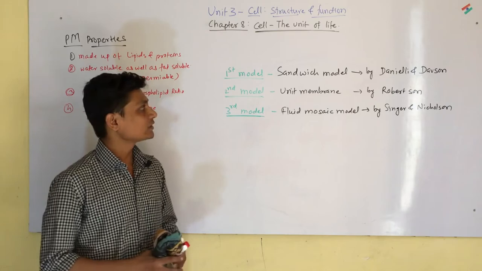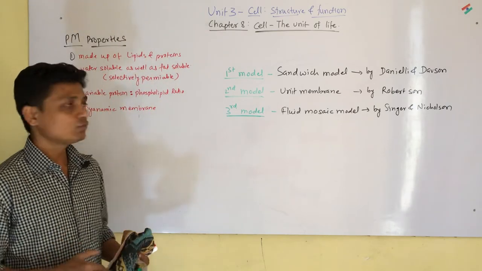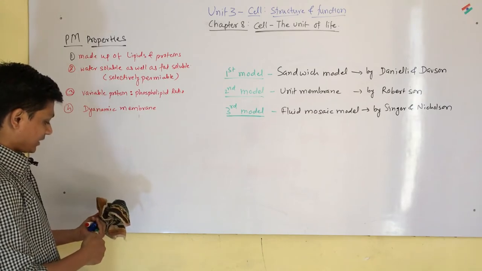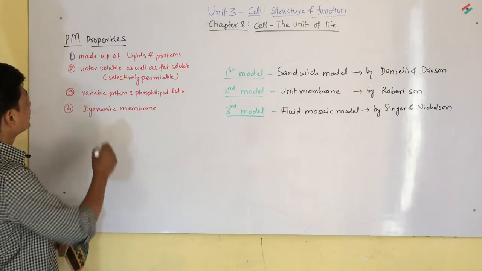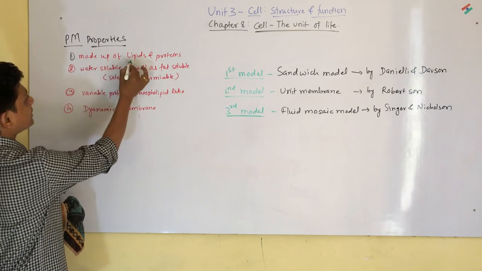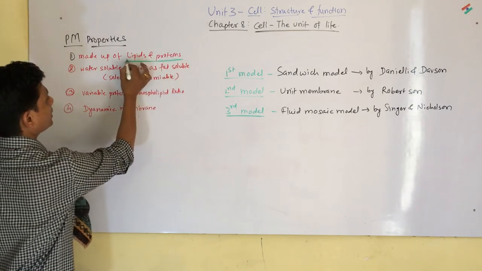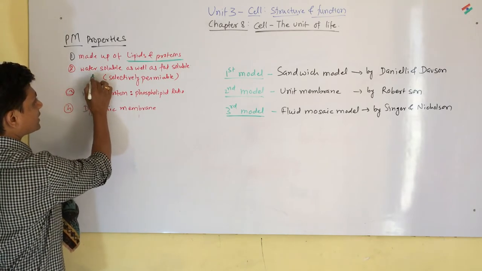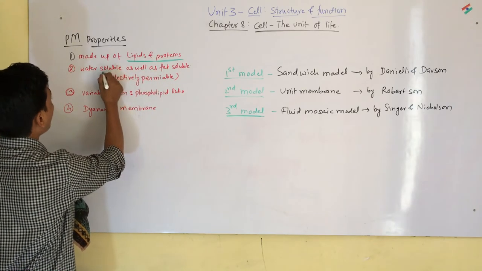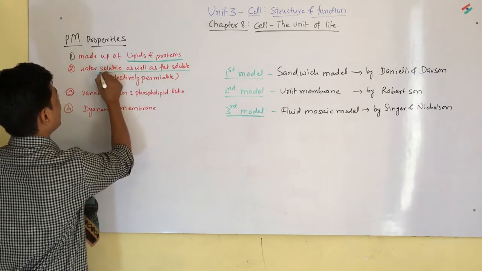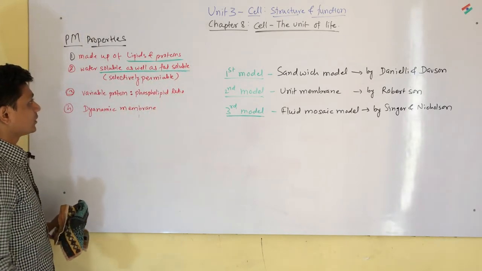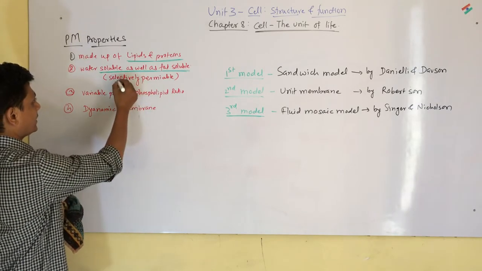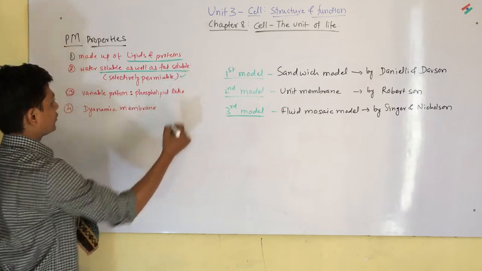Before going to the models, let us review the plasma membrane properties we studied earlier. The first property is that it is made up of lipids and proteins. This is a very important thing. Then it shows water solubility as well as fat solubility, and it is selectively permeable. This is the synonym for it.